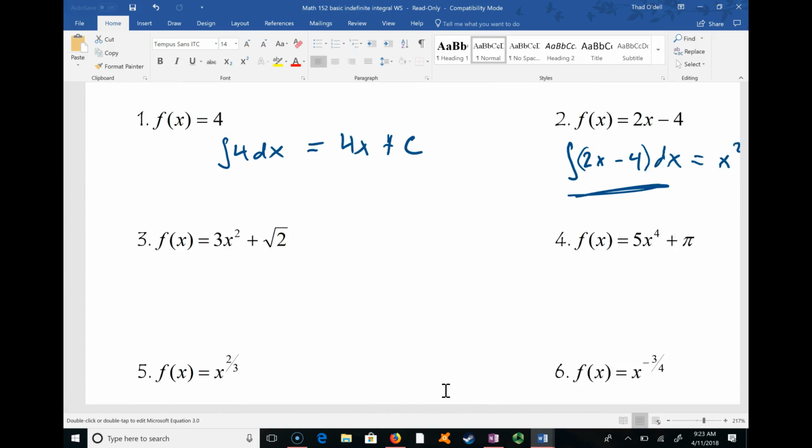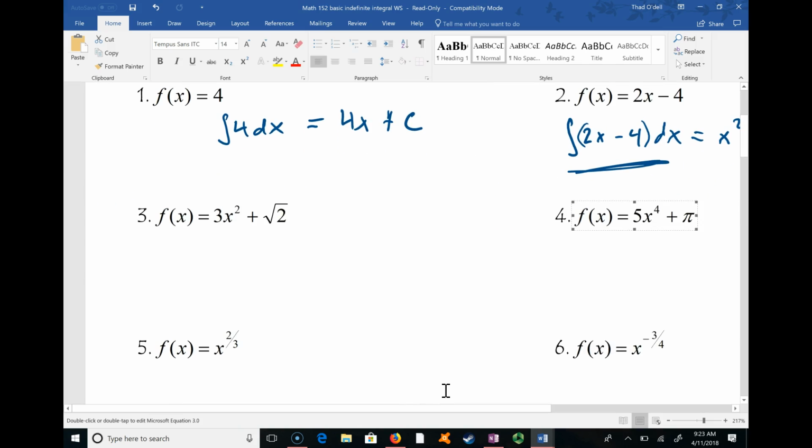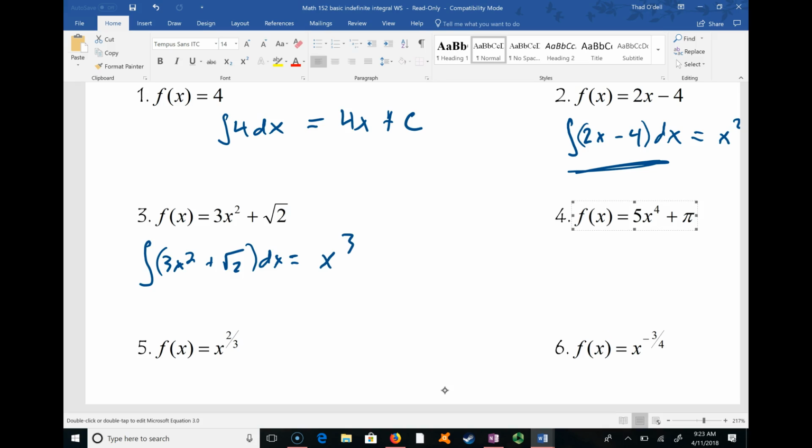All right, how about this one? Oh, this one looks a little bit tricky. We want to integrate 3x squared plus the square root of 2. Is that tricky? No, not really. Square root of 2 is just a number. Shoot, I thought we had a tricky one. So where did 3x squared come from? It had to be x cubed, because we're looking at the power rule, it's always got to be one higher than what we got. That's how power rules work, you drop the power by 1.